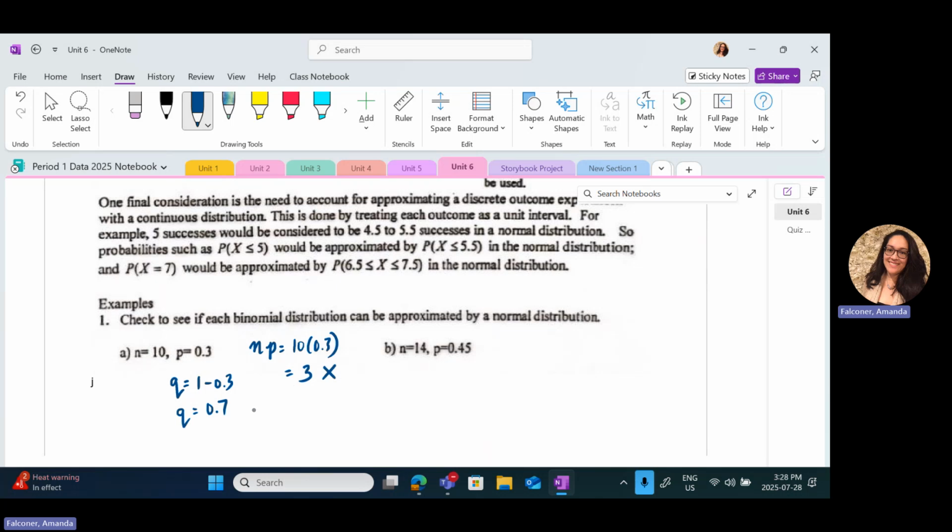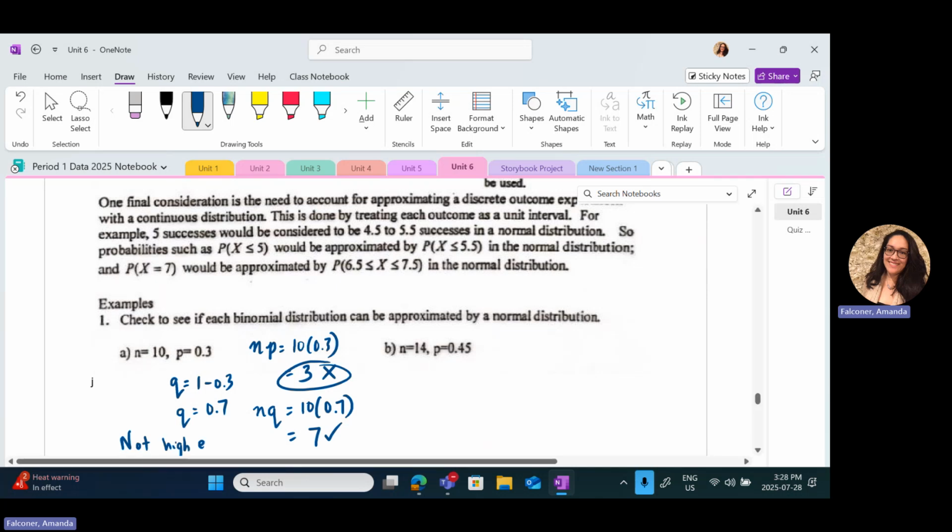The n times p and the n times q have to be at least 5. So this is unnecessary, but I'm just going to go through it for thoroughness. This would be 7. This would be good. So since this is a no, not high enough, we can't use normal approximation on this first one.